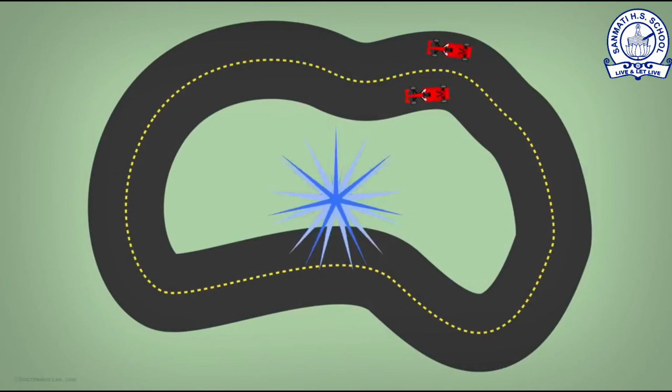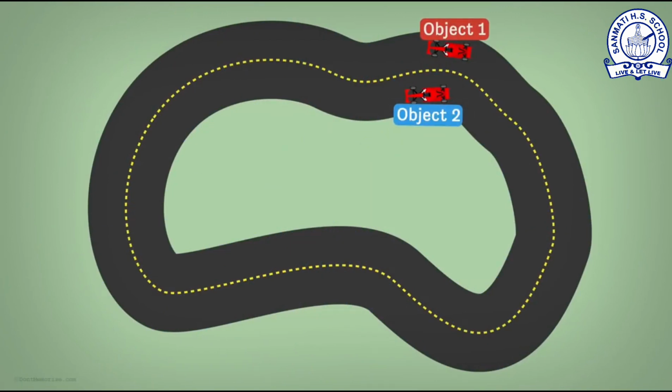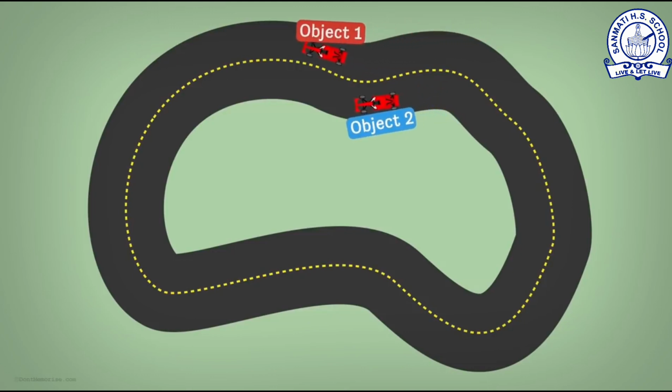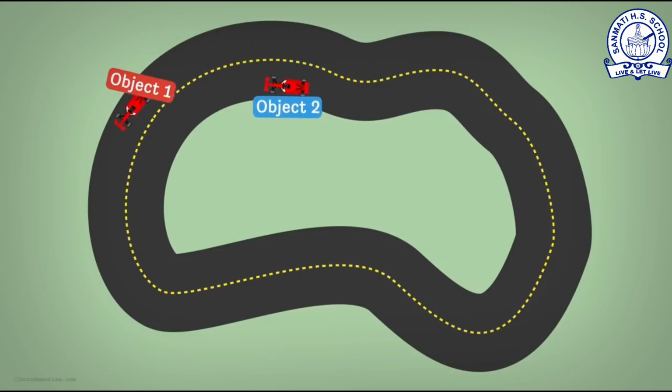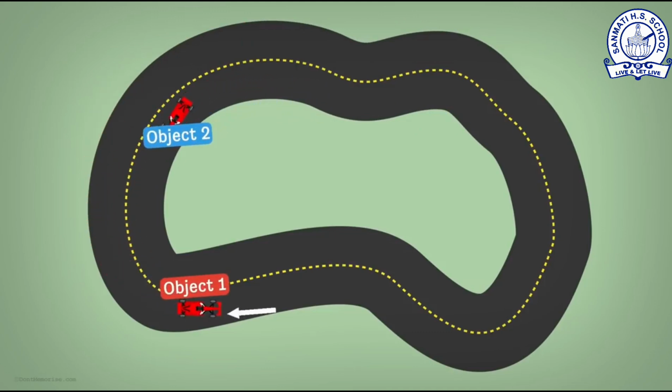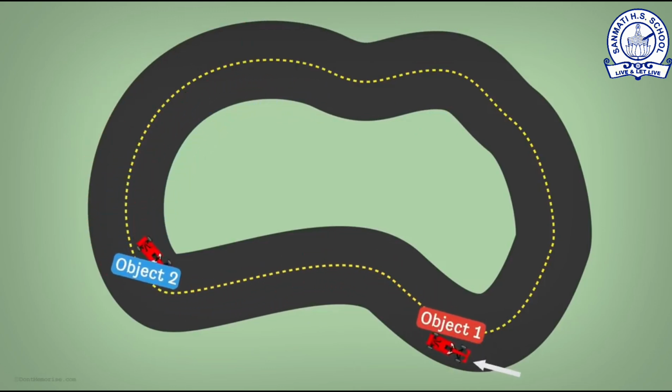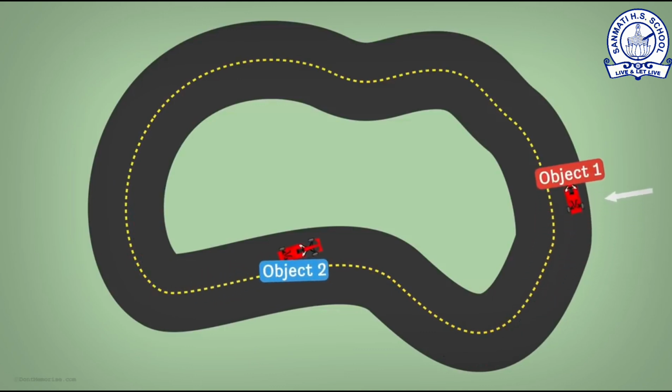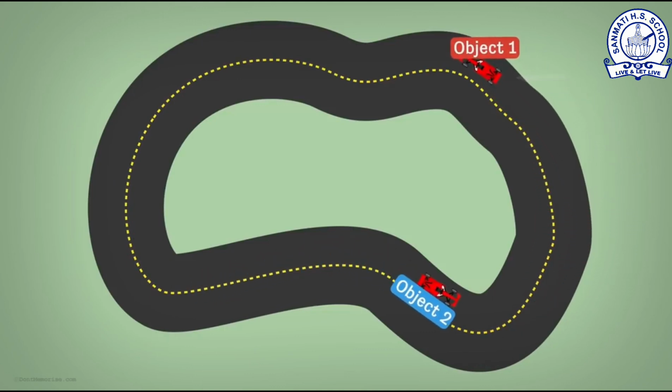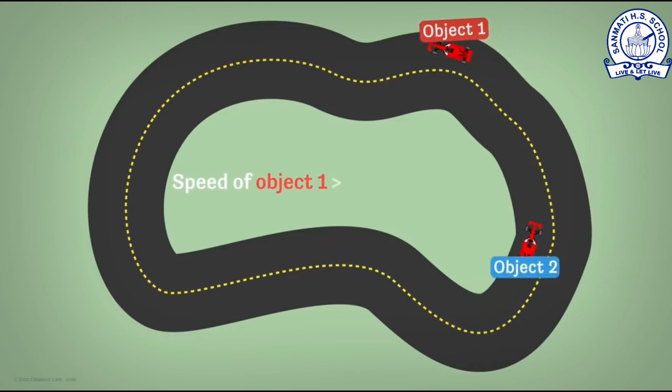Know whether an object in motion is traveling faster or slower than another object? Consider two objects, Object 1 and Object 2, both moving along the same path. Just by looking at their motion, can you tell me which one of them is moving faster? Clearly, this one is moving faster. In comparison to Object 1, Object 2 keeps lagging behind. Hence, we say that the speed of Object 1 is more than the speed of Object 2.